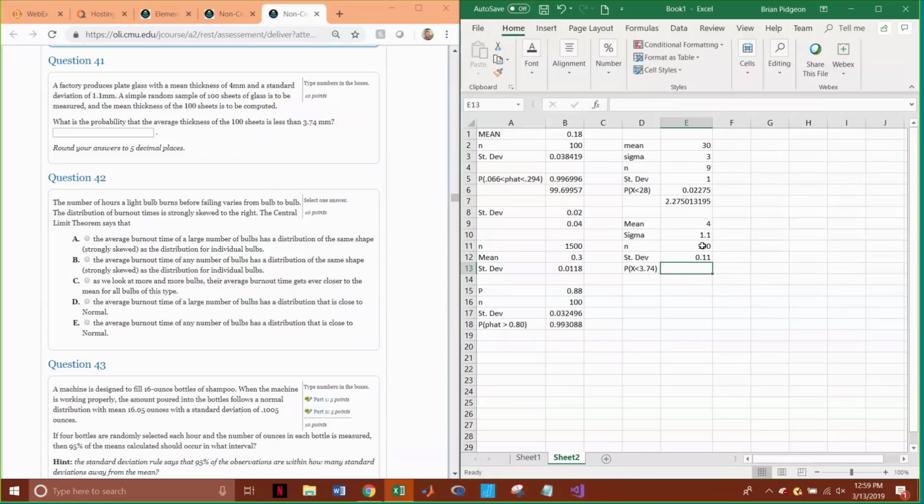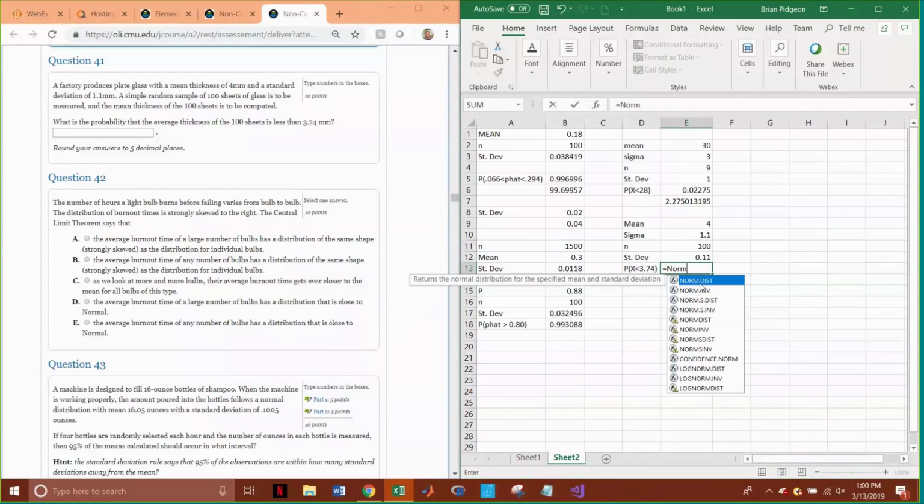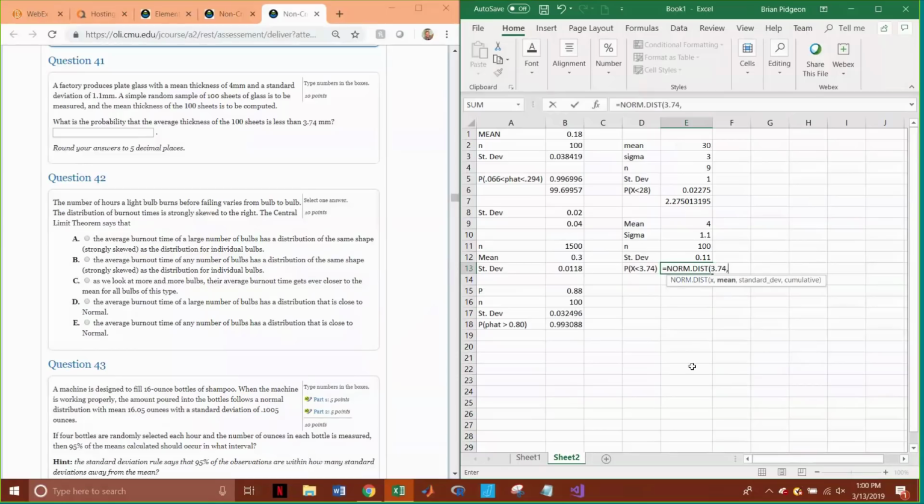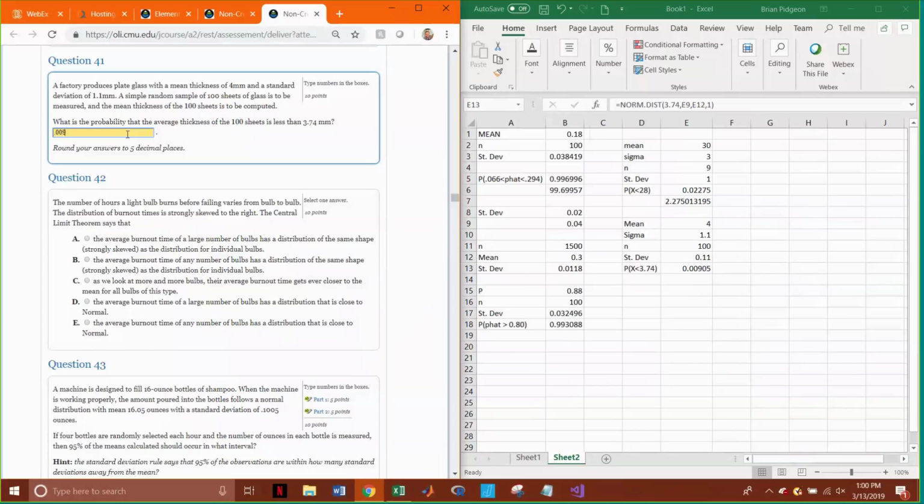0.11. So now we can use the normal distribution function in Excel to find this probability. The reason why is we don't know anything about the population shape, but our sample size is 100. It's more than 30, so we can assume that it's approximately normal. So do norm dist, 3.74, our mean is 4, our standard deviation is the 0.11, comma 1. And round it to 5 decimal places, 0.00905.